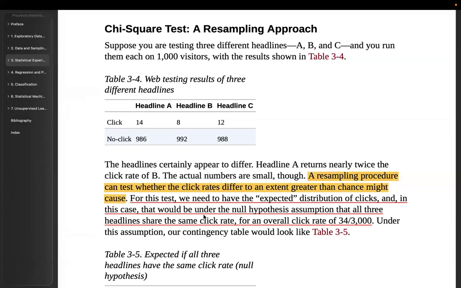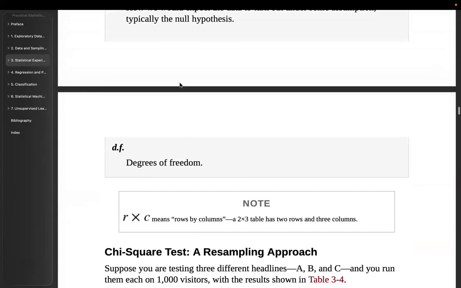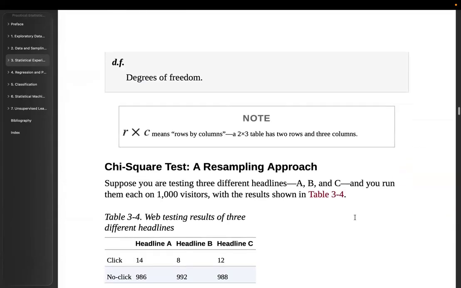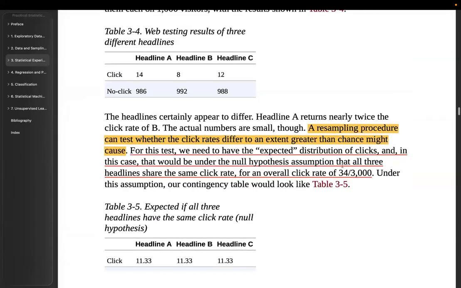For this test, we need an expected distribution of clicks. In this case, that would be under the null hypothesis assumption that all three headlines share the same click rate, an overall click rate of 34 out of 3000. So what we need to do is first come up with the expected distribution, and compare it with the real observed values.